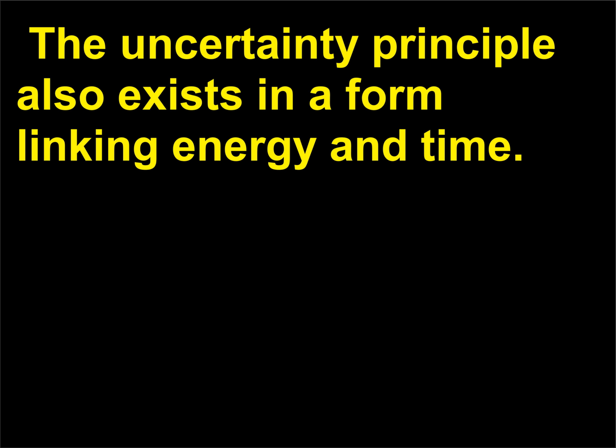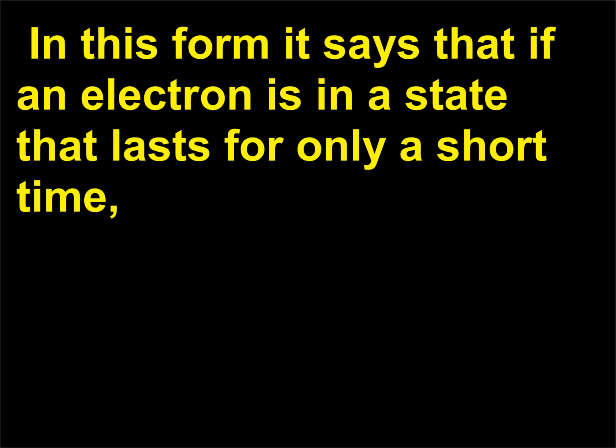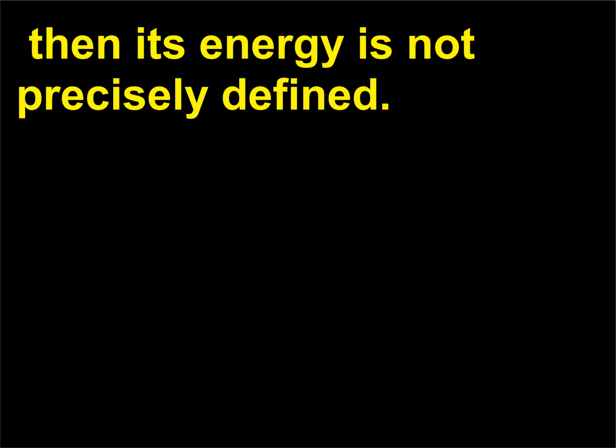The uncertainty principle also exists in a form linking energy and time. In this form it says that if an electron is in a state that lasts for only a short time, then its energy is not precisely defined.